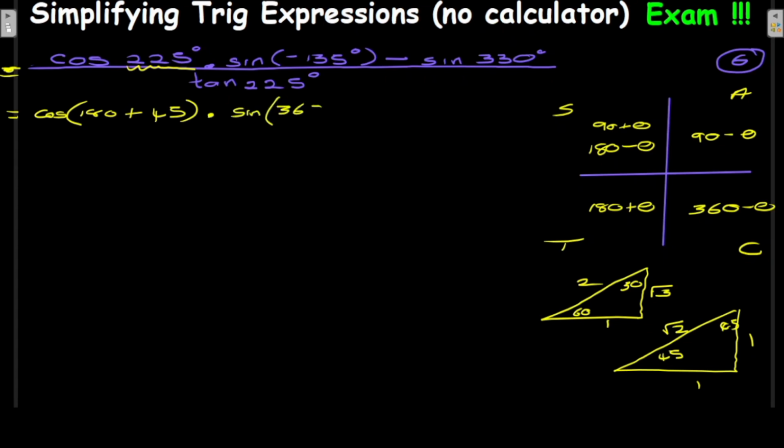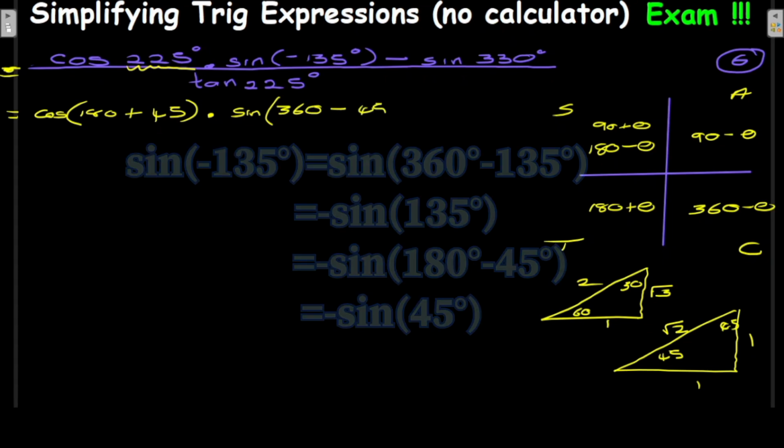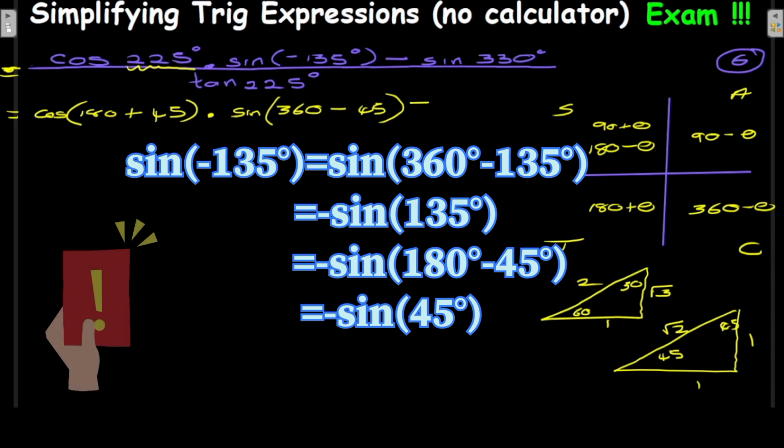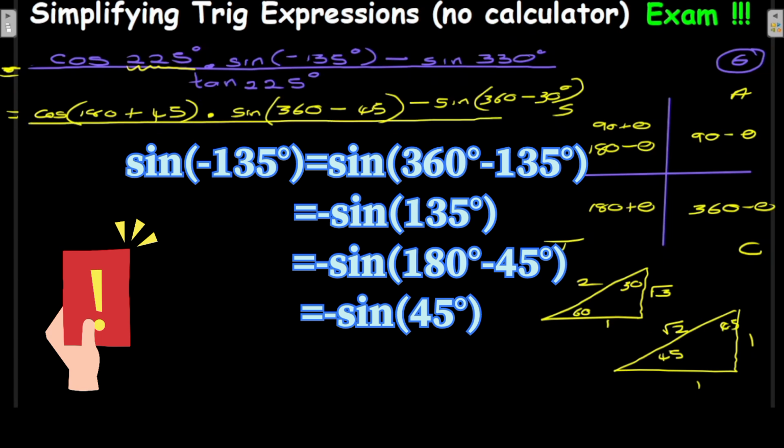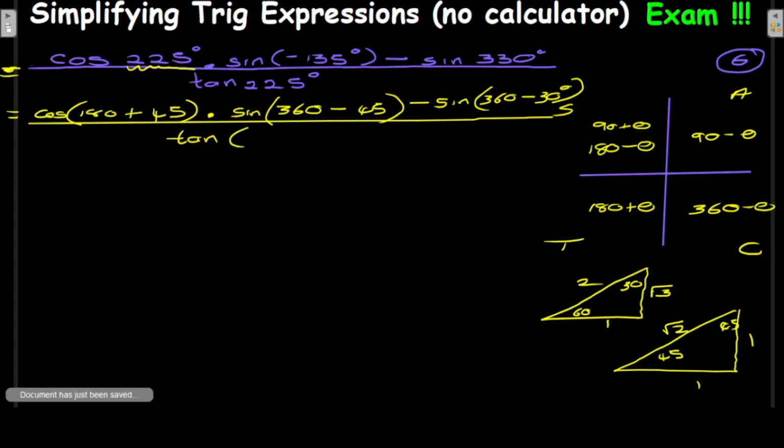Mind you, you need to have a special angle, or try to find a combination that has a special angle and either 180 or 360. Okay, and then now we're going to have sine(360 minus 45) minus sine(360 minus 30), because that is how we obtained 330. We said 360 minus 30, we get 330. And then in the denominator, we have tan(180 plus 45), because that is how we obtained 225, right?